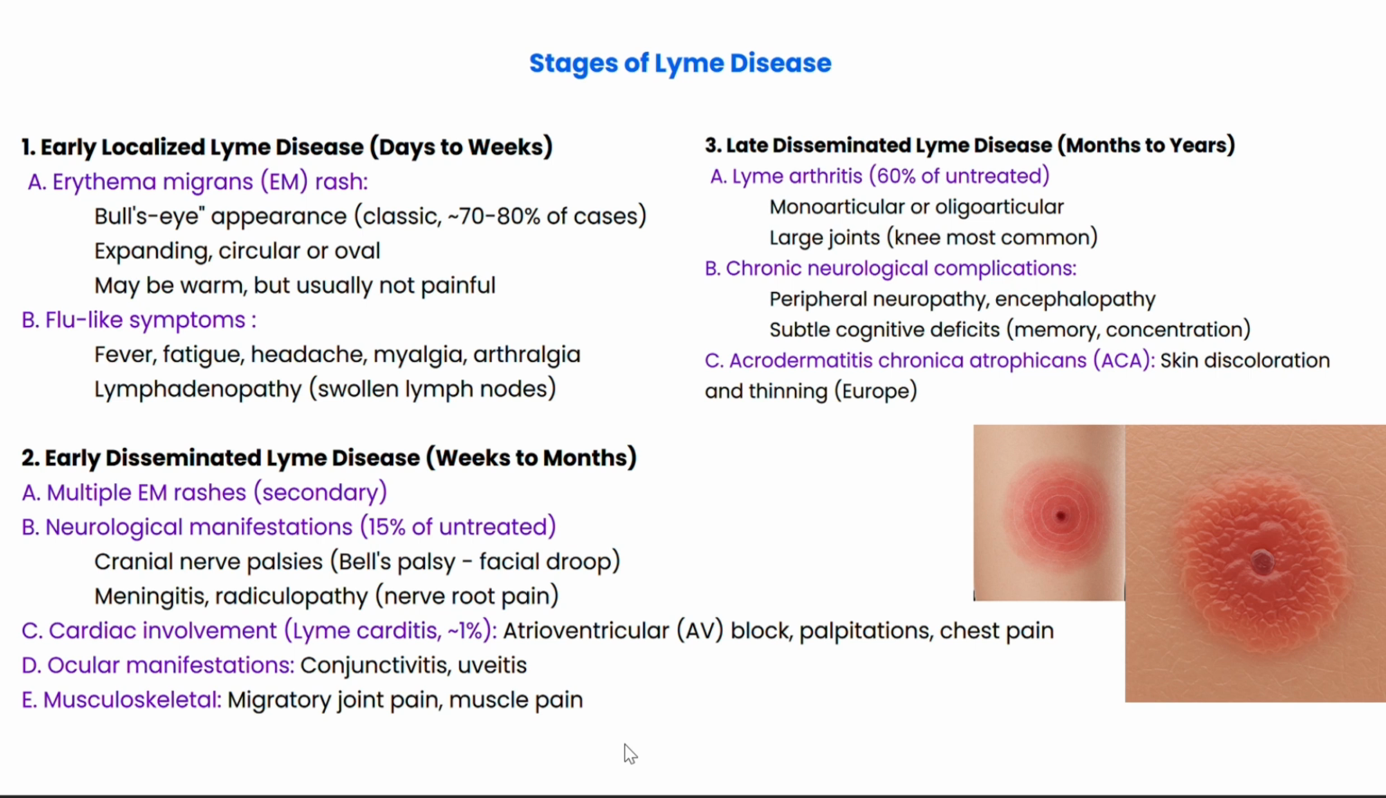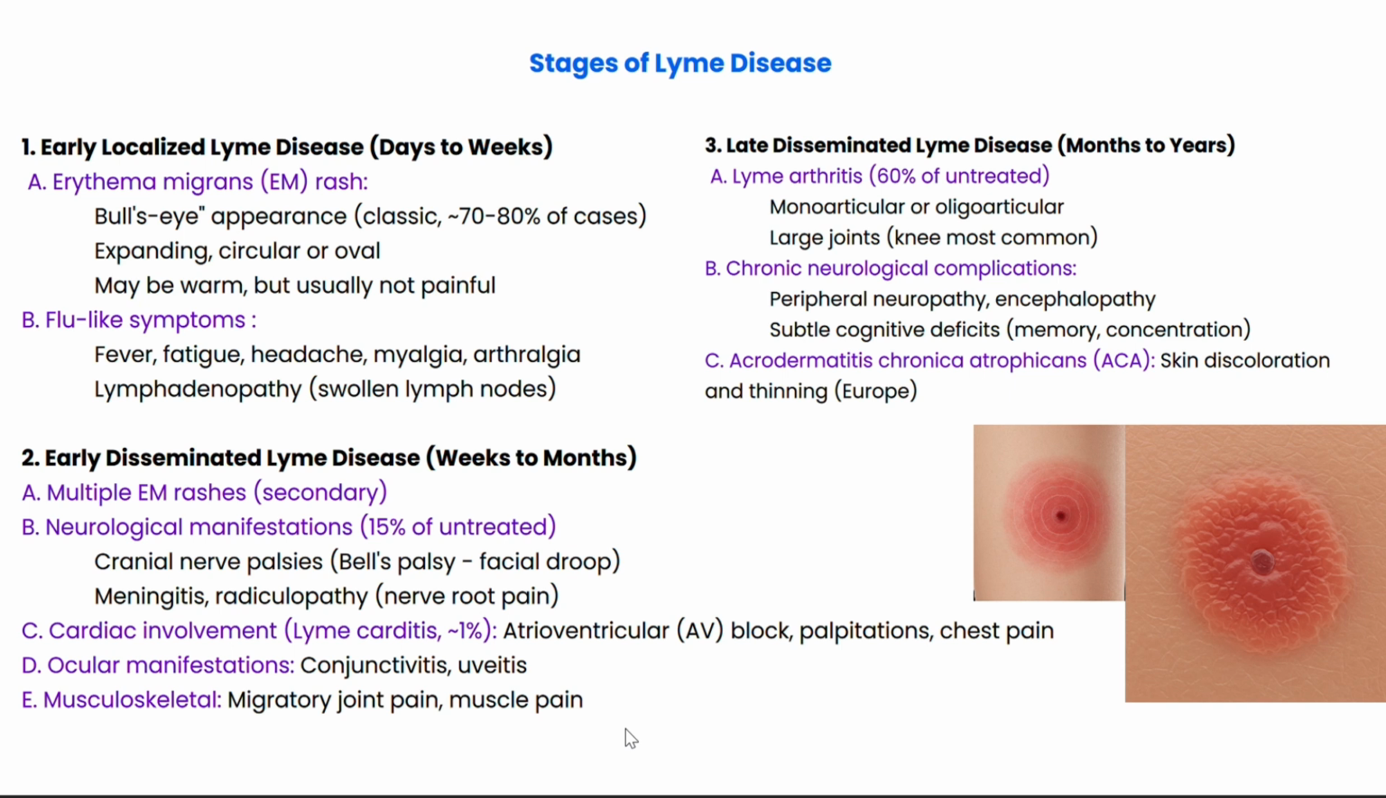The final stage is late disseminated Lyme disease, which can occur months to years after the initial infection. The most common manifestation of this stage is Lyme arthritis, which occurs in about 60% of untreated cases. This typically presents as monoarticular or oligoarticular arthritis affecting one or a few large joints, with the knee being the most commonly affected.